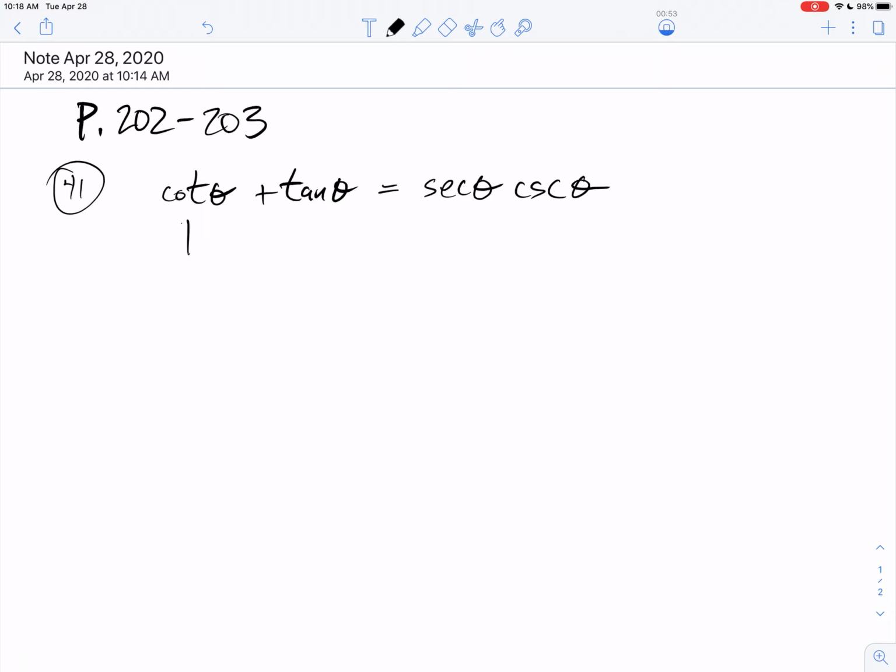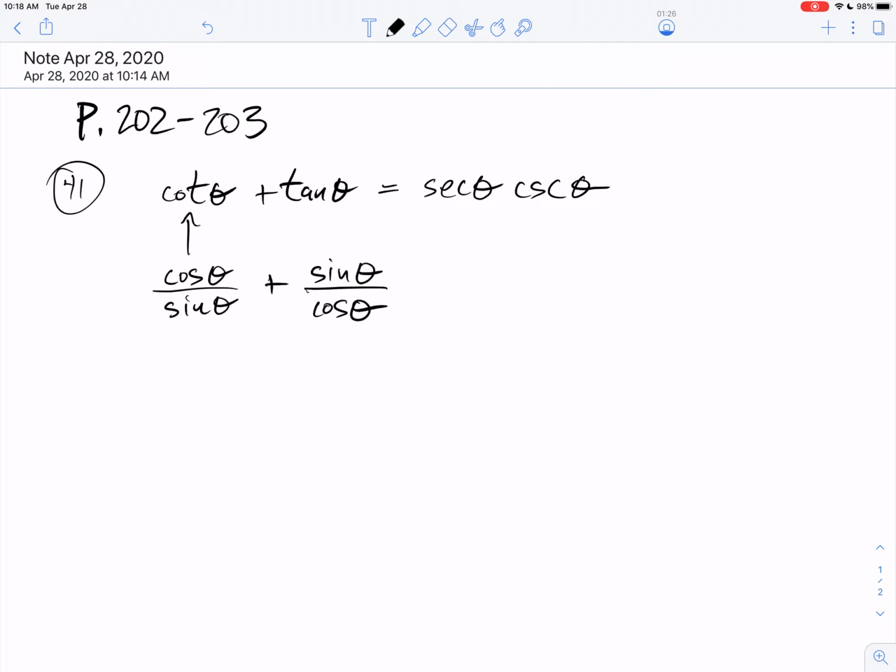probably. So I would say here, how about we make this guy, whoops, where am I putting a 1 there? Let's make this guy cosine theta over sine theta plus sine theta over cosine theta. And then get a common denominator. You get a common denominator to this, and it should bring you to where you need to be.